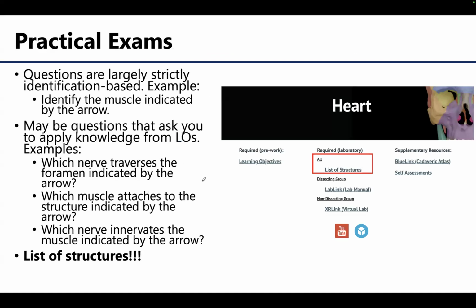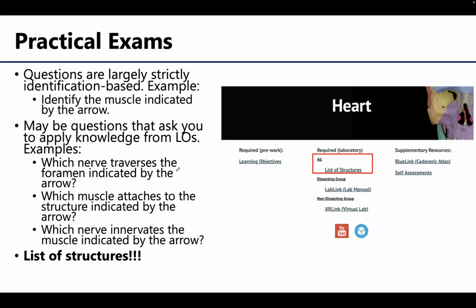So again, these questions will be predominantly identification based. So for example, identify the muscle indicated by the arrow. So you will look at that arrow and you will tell us which muscle that is. So that's approximately 75% of the questions on the practical, give or take a few percentages. Now, the other 25% of the questions will be more application-based questions. So not only will you need to identify the structure indicated by the arrow, but then you will have to tell us something about it.